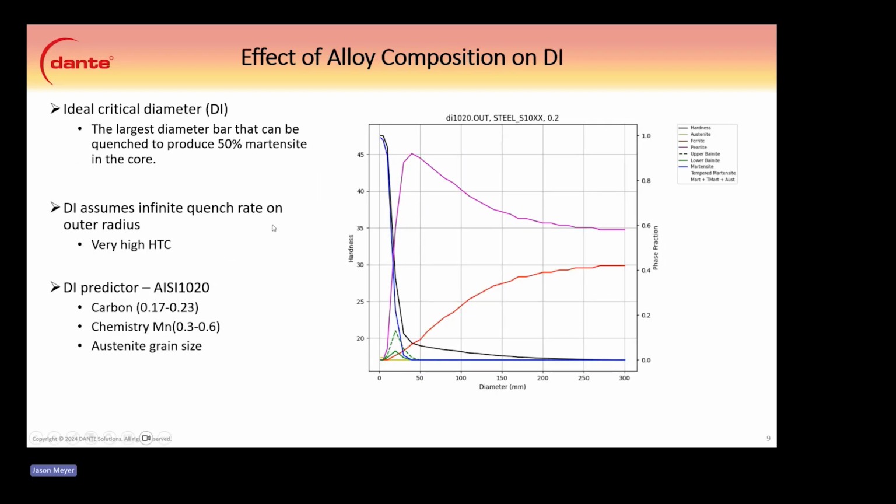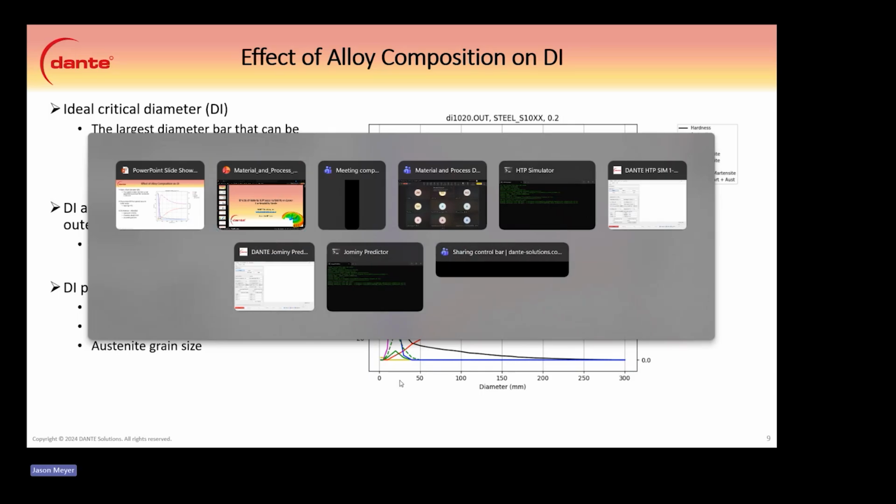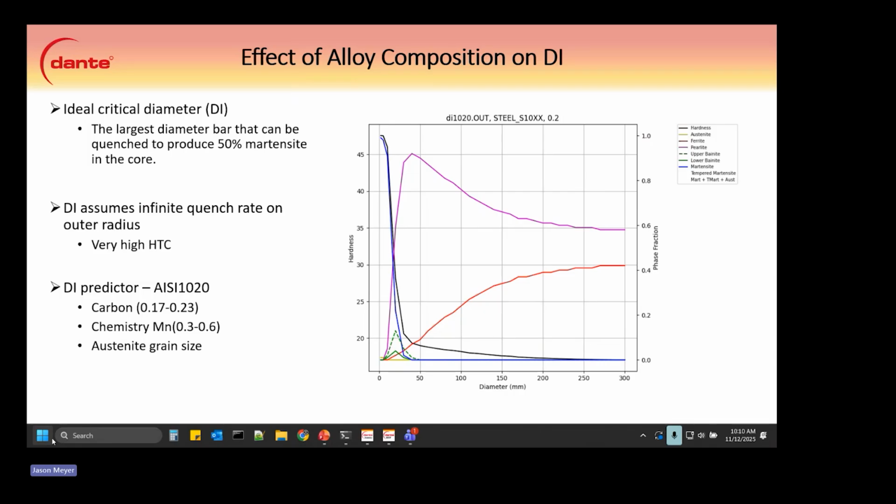So let's get started here. We're going to look at the DI, also known as the ideal critical diameter. The definition of that is the largest diameter bar that can be quenched to produce 50% martensite in the core. Now, the DI calculation assumes an infinite quench rate, and so we use an extremely high HTC on the surface in order to get our calculations. And then we can now go directly to the DI predictor. Oh, I just closed it. And we can open it up here.